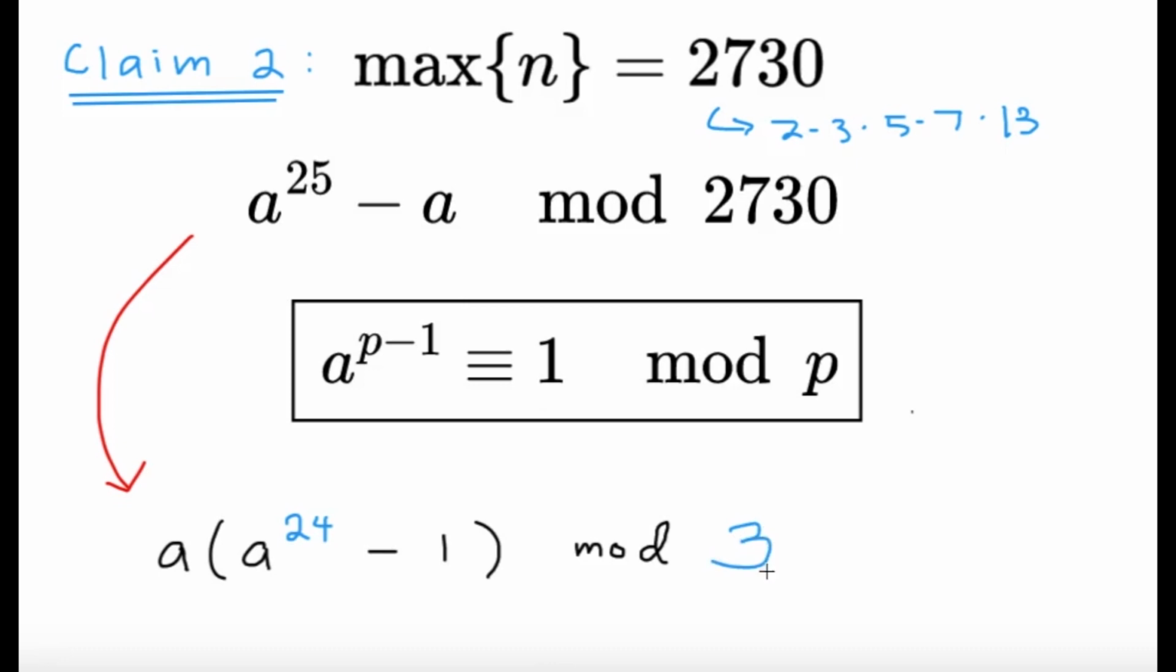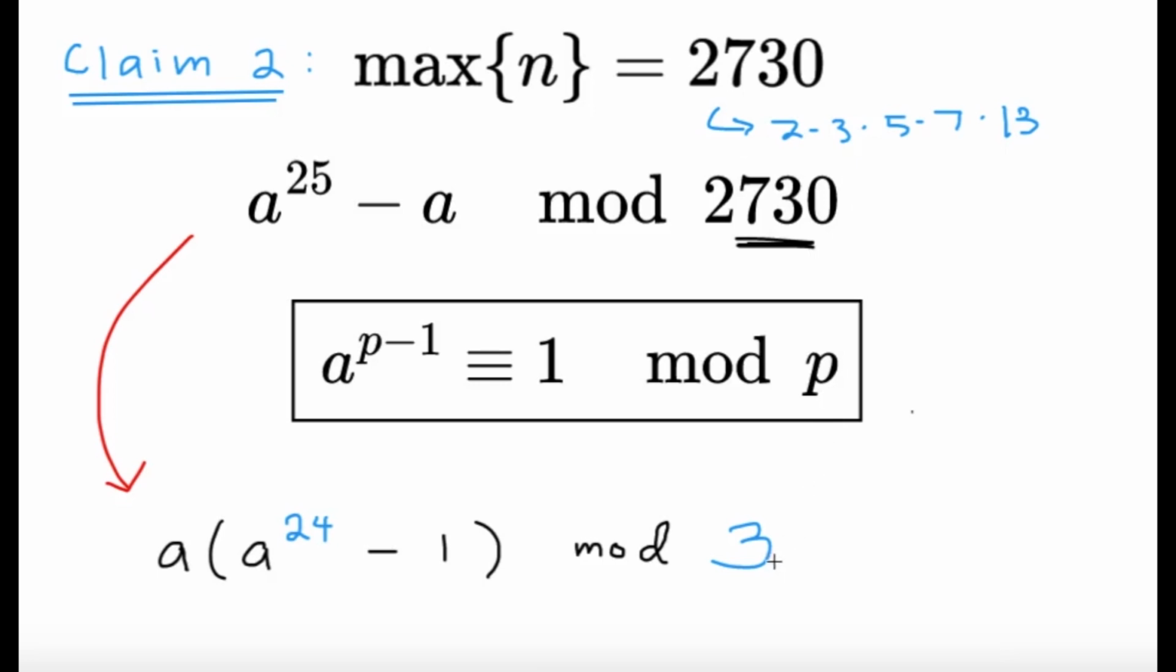Now we can see here that if you want to prove that it's true under mod 2730, I have to prove that it's 0 mod 2, 0 mod 3, 0 mod 5, 0 mod 7, and 0 mod 13. Why will that suffice? It's because of the Chinese remainder theorem. I have 5 congruences under 5 prime numbers, so I can get a unique residue under mod of their product, which is, in this case, 2730.